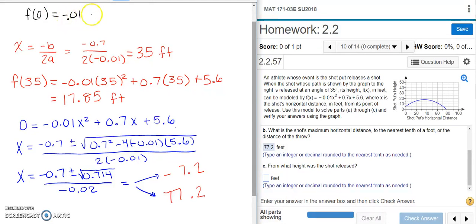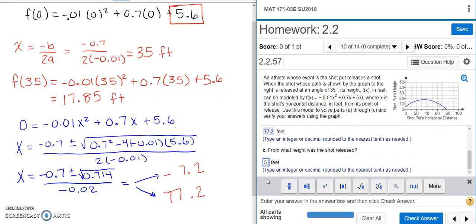Can't talk and write at the same time. And what you'll notice is everything's going to turn into 0, except for that last number. That last number is always going to be our answer for this kind of question. It is released from 5.6 feet in the air.